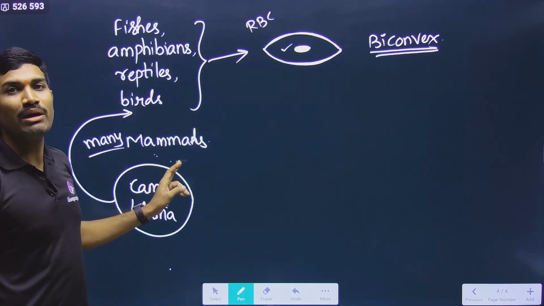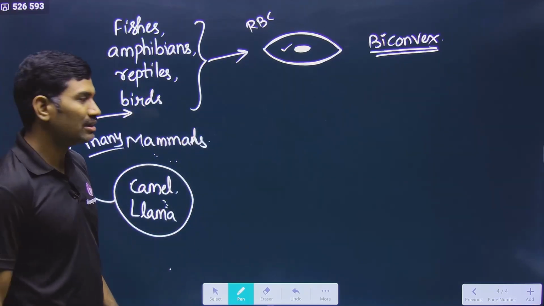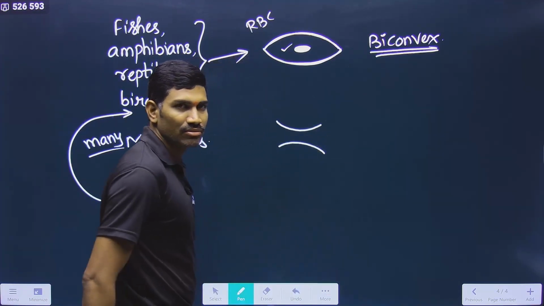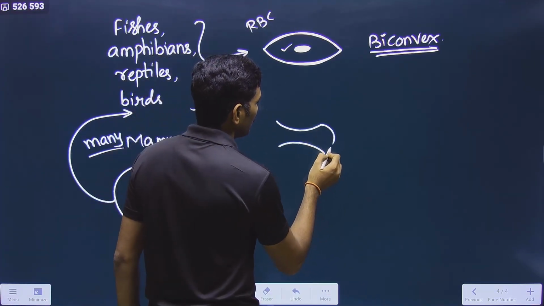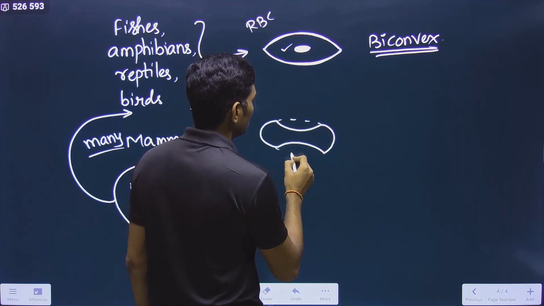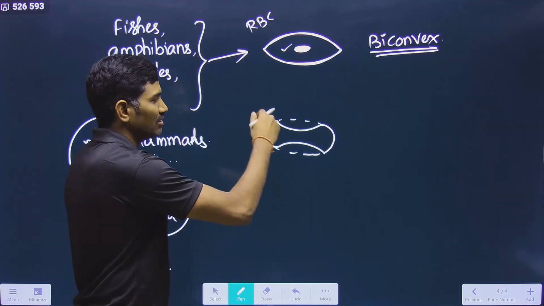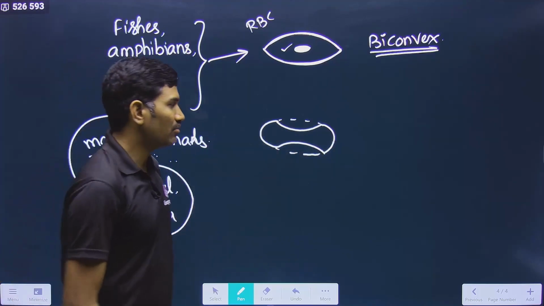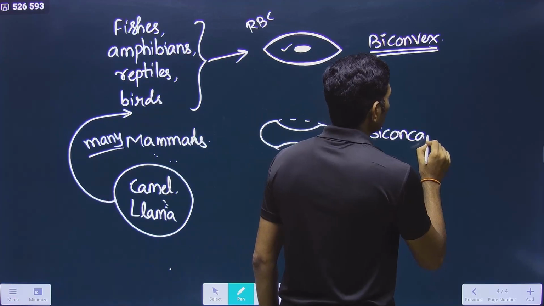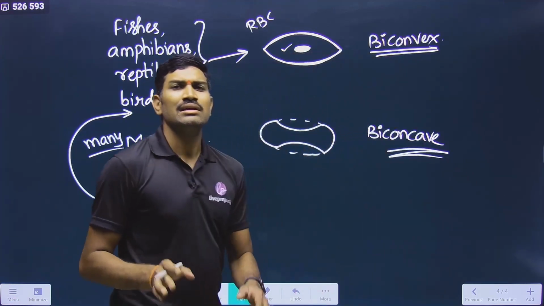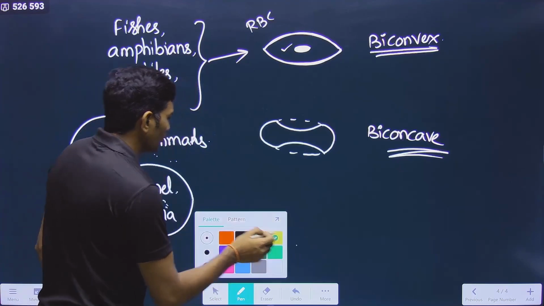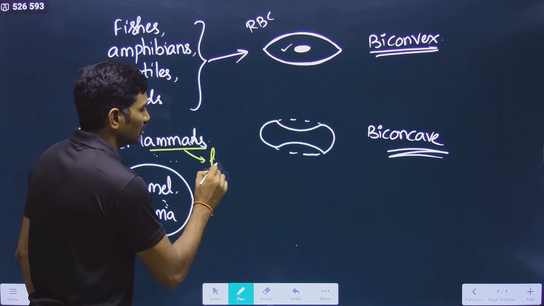But in the case of many mammals, the remaining ones, if you are observing like this, it is round, and it is biconcave. So here the nucleus is absent, and the shape is biconcave. This is the general information. But here we are talking about the human.